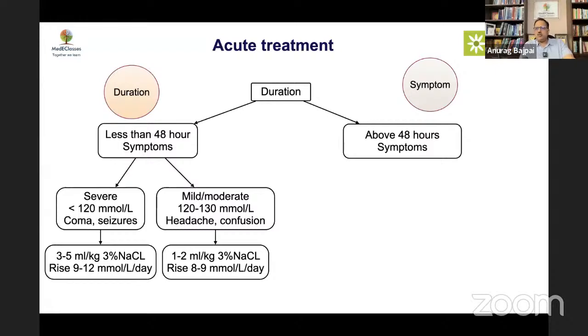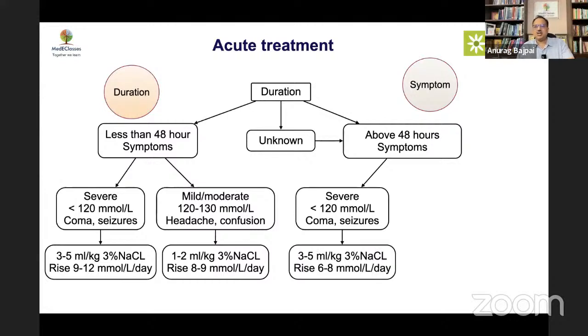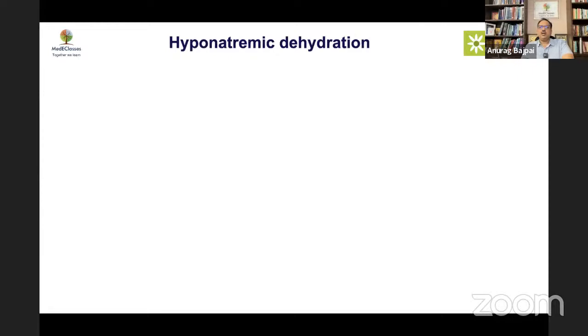If your duration is more than 48 hours or it is unknown, then you assume it to be chronic in that regard. Still, if you have severe symptoms like severe hyponatremia, coma, and seizures, you will correct it using 3% saline, but the rise will be lower, 6 to 8 millimoles per liter per day. If it's mild to moderate, you have nausea and other features, don't give 3% saline, you correct it, rise by 6 to 8 millimoles per liter per day. So very importantly, acute severe, acute moderate, give some 3% saline, but the rise has to be slow. Chronic, the rise has to be absolutely low in that regard.